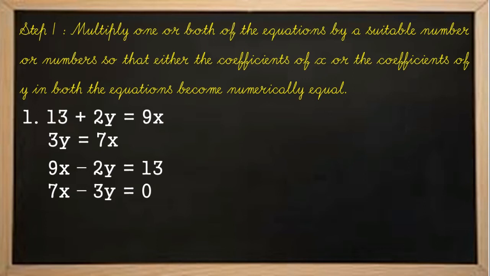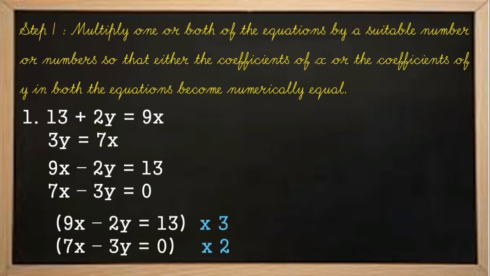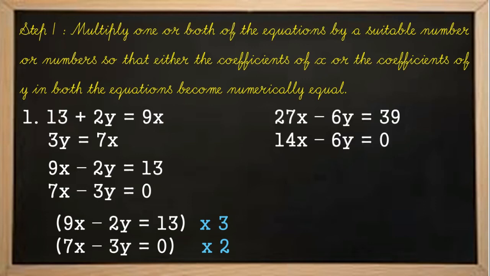Coefficient of y is 2 in the first equation. Coefficient of y is 3 in the second equation. Now let us multiply the first equation by number 3 and the second equation by number 2. Hence what happens? 9 3s are 27x minus 3 2s are 6y is equal to 13 3s are 39. We are multiplying all the terms of the first equation. In the similar manner, the second equation is 7 2s are 14x minus 3 2s are 6y is equal to 0.